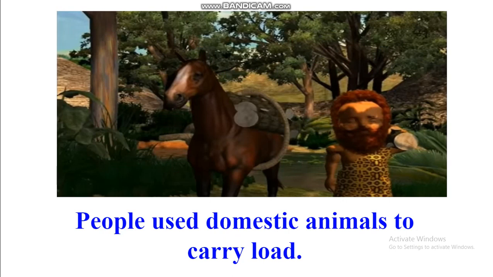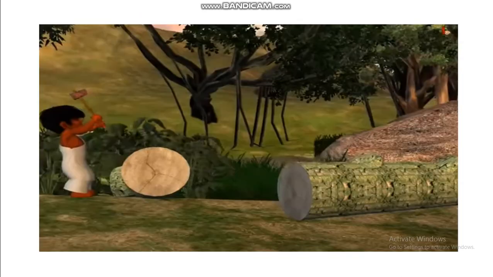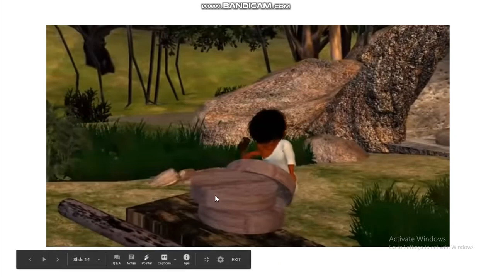Later, people learned to domesticate animals. They used animals like horses and donkeys for carrying loads. Our ancestors might have seen a log of wood or stone rolling down a hill. It gave them the idea that a circular piece of log or stone can easily move forward by rolling. They cut a circular piece of log or stone and thus made a wheel. Now you know why wheels are circular and not square.